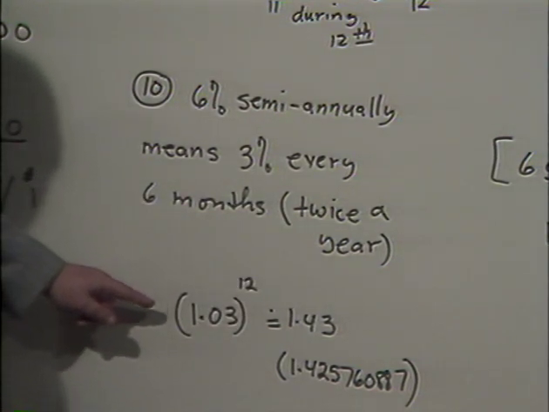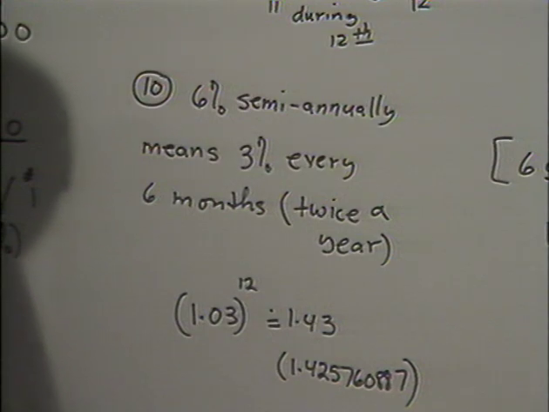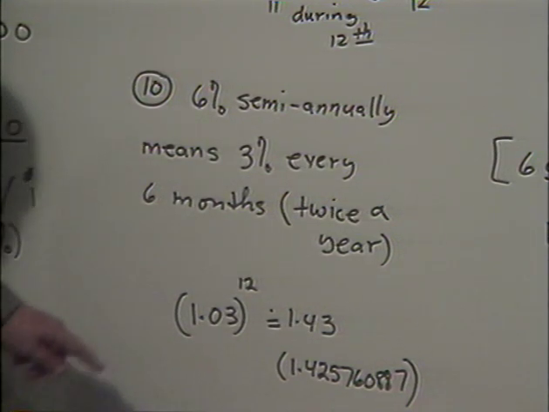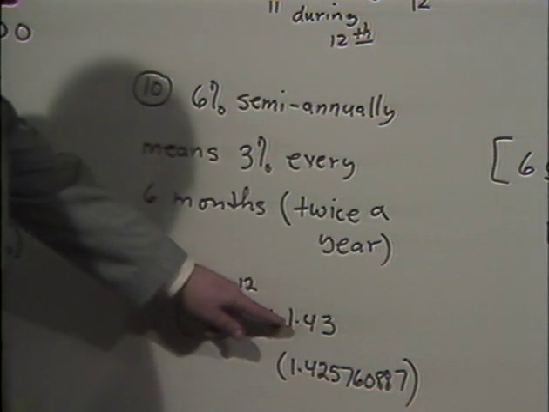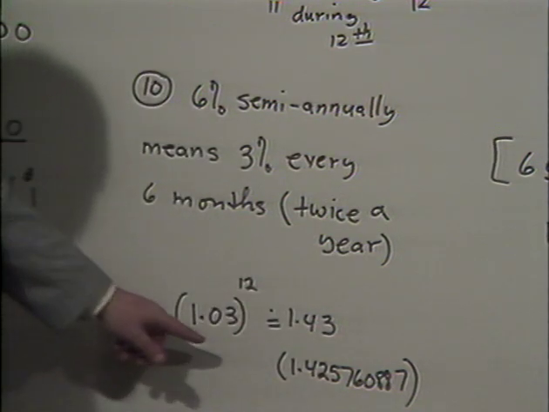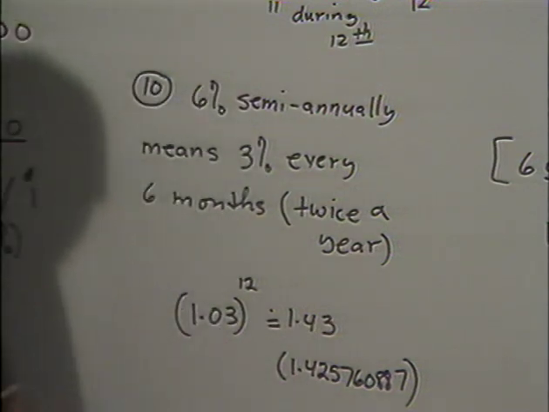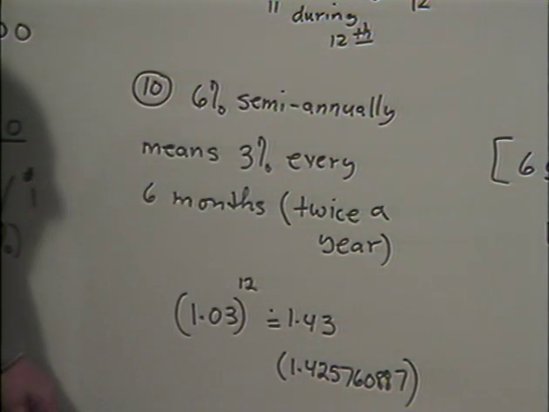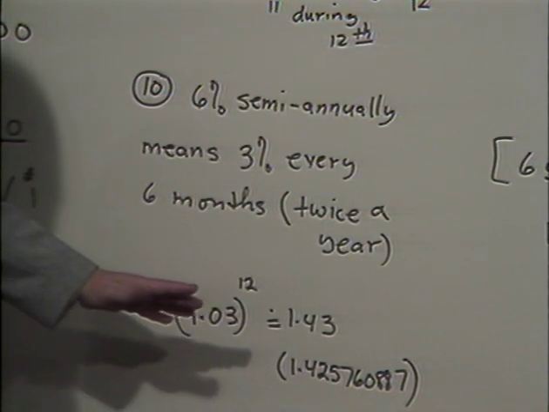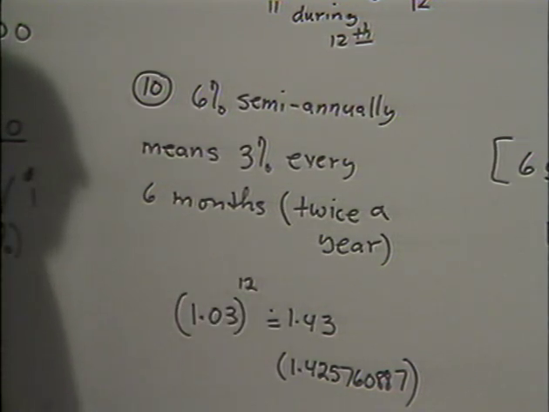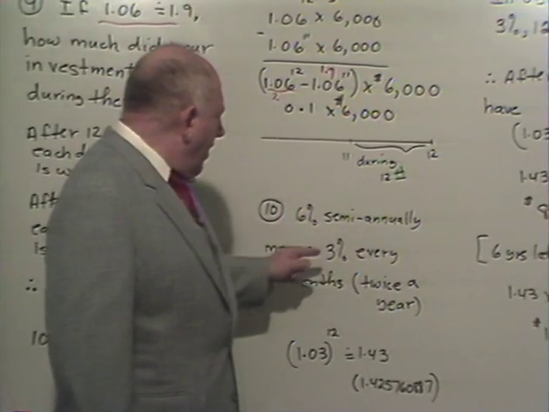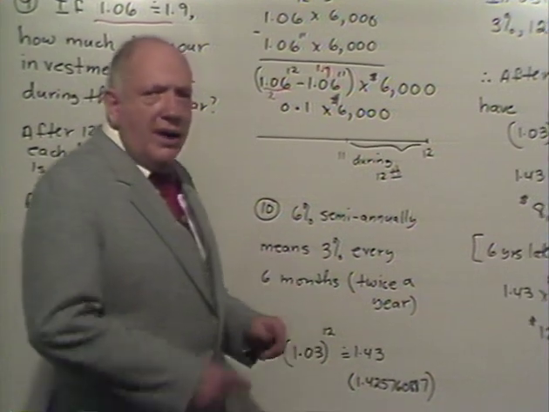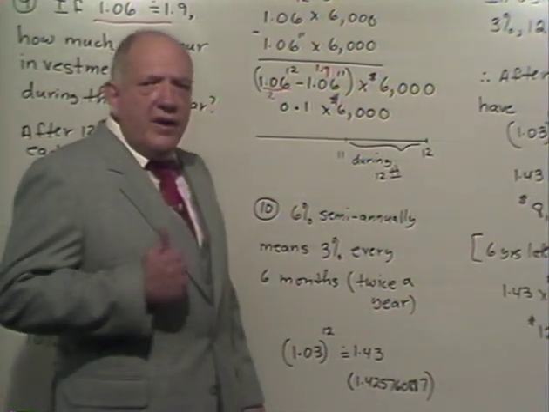In this problem, I give you a new piece of information, so that tells you you're going to use it someplace. I tell you that 1.03 to the 12th power is approximately 1.43. Using my calculator, it came out to be, to the accuracy of my calculator, 1.425760887, but I'm just rounding that off to 1.43. Now the problem says, at 6% interest compounded semi-annually, how much money will you have at the end of 6 years?